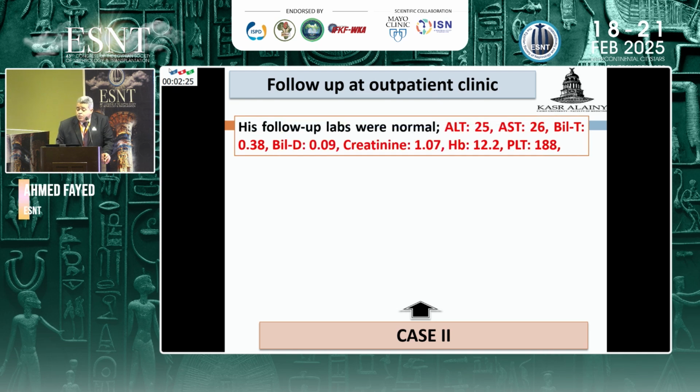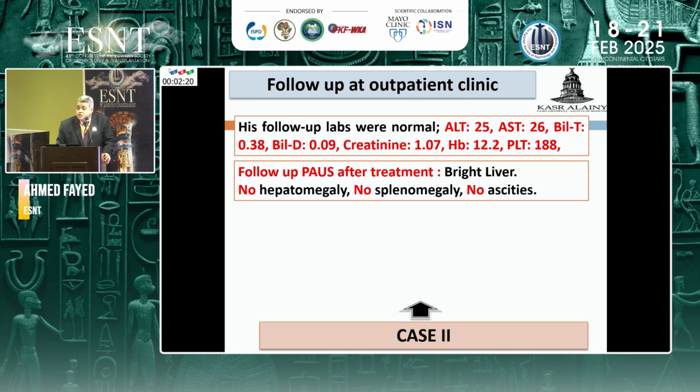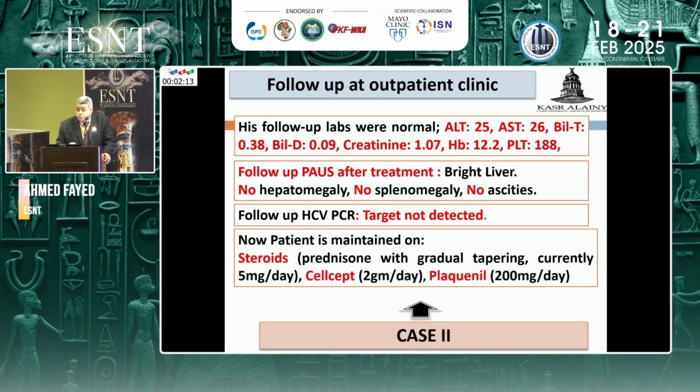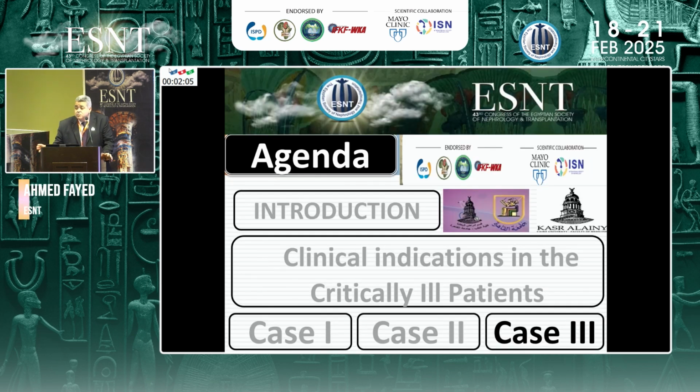In the follow-up in the outpatient clinic, there was normalization of kidney function and the liver function, and in the follow-up ultrasounds there is no ascites, no hepatomegaly, no splenomegaly, and only the follow-up PCR level with the sustained virological response, and now the patient is maintained on steroids, CellCept, and Plaquenil due to his condition. So we are presenting this case to present the unusual presentation of acute liver injury and the unusual treatment with the plasma exchange. And this is one of the different series of cases that will be published from our university within the few months.